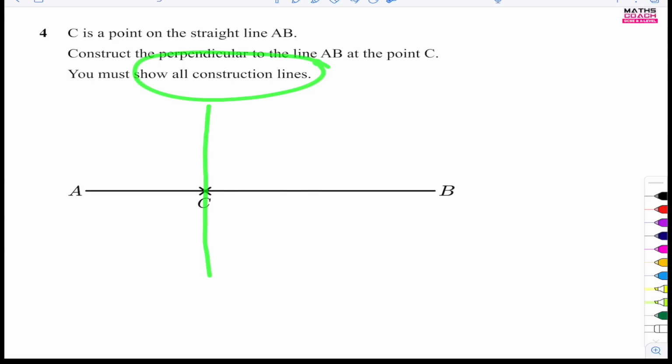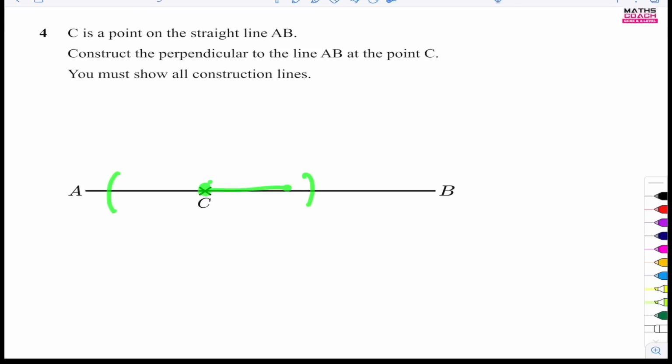Even if you get it right, let's say it's dead on accurate, so the perpendicular construction line here, even if this is 90 degrees and the examiner doesn't see these construction lines, you are not gaining any marks. So don't even try that. What you need to do is the following. You start from this position, you take your compass out and draw an arc here and here.